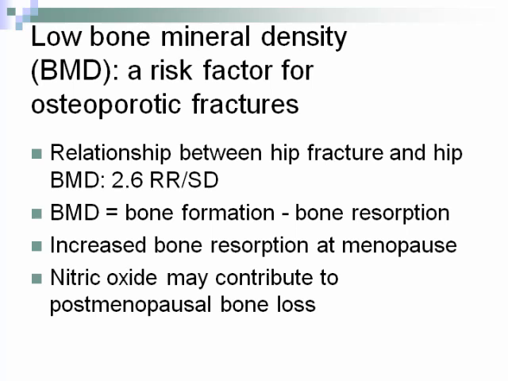So we know that low bone mineral density is a risk factor for osteoporotic fractures. In fact, the relationship between hip fracture and hip bone density is about 2.6, so that for every one standard deviation decrease in bone mineral density, the relative risk of hip fracture goes up by about 2.5-fold. We also know that bone mineral density at any time is made up by the balance between bone formation and bone resorption.